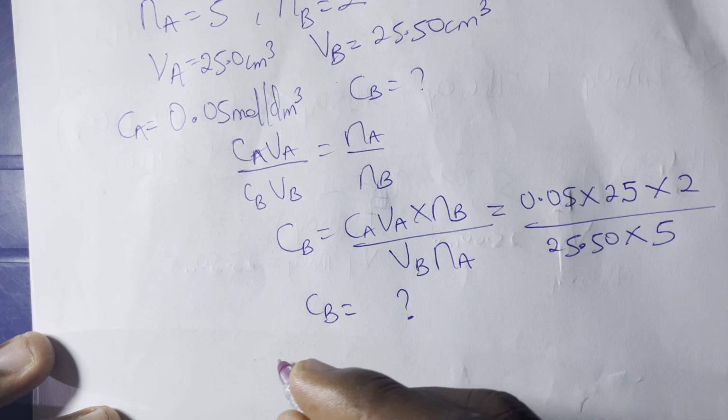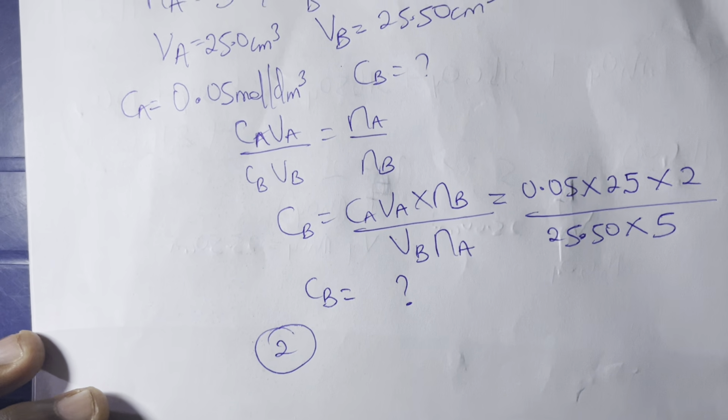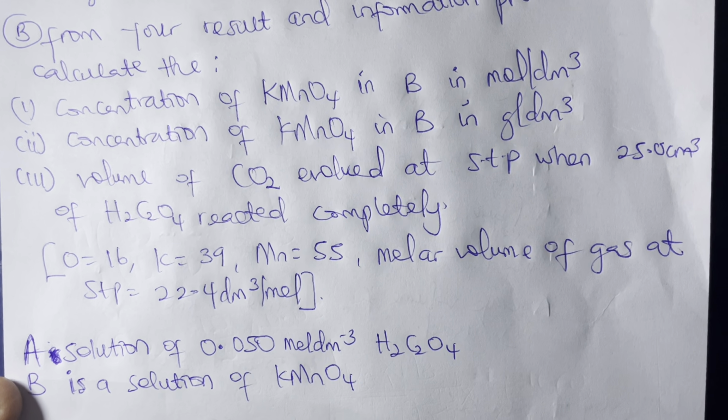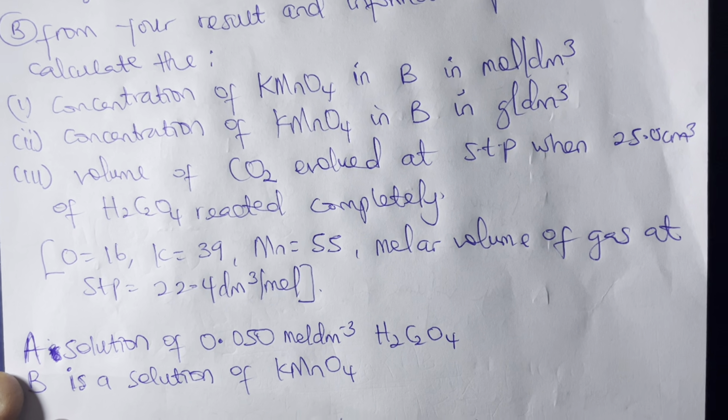Now for number 2. For number 2, they said we should calculate the concentration of KMnO4 in B in gram per dm cube.